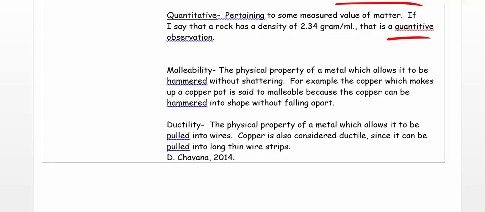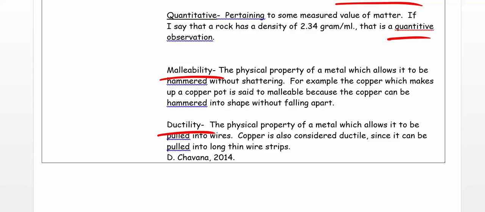A couple more definitions. The first is malleability. This is a term that we use with metals, particularly with metals such as copper. Malleability is a physical property of a metal which allows it to be hammered without shattering. For example, the copper which makes up a copper pot is said to be malleable because the copper can be hammered into a shape without falling apart.